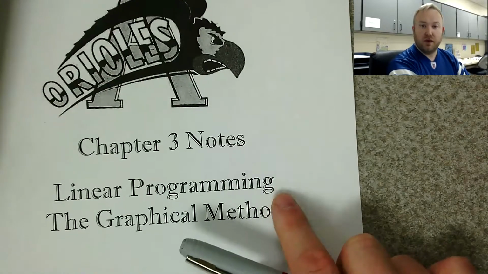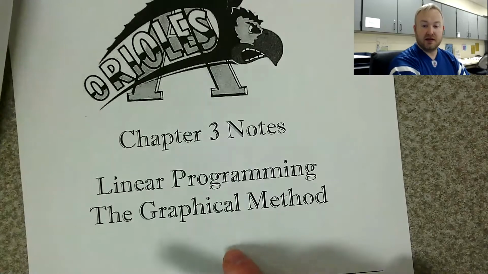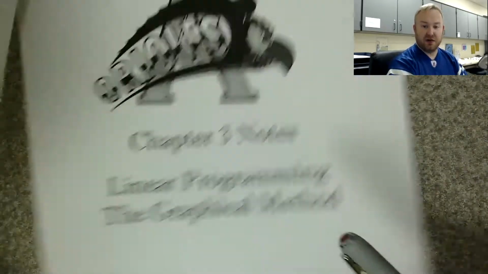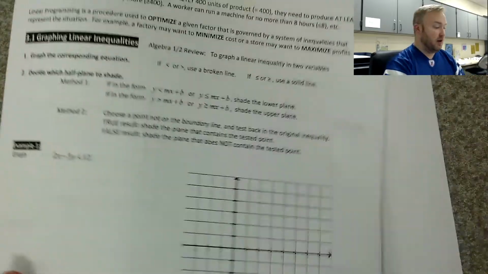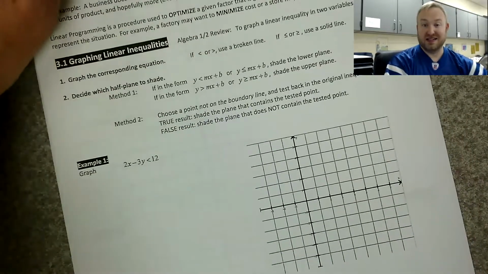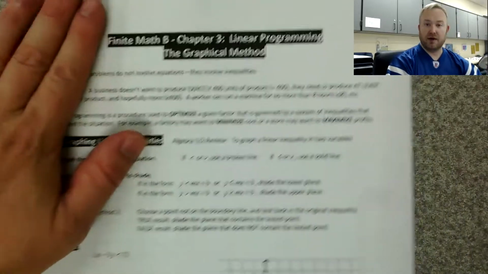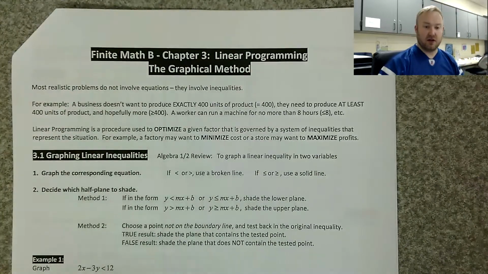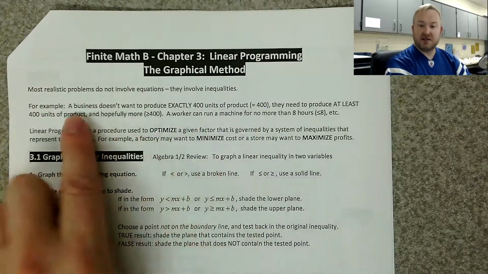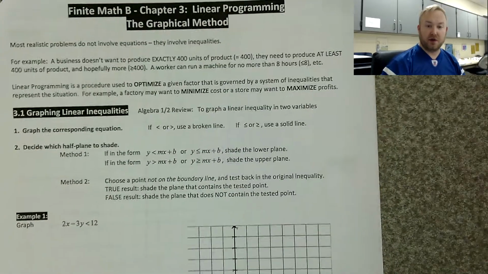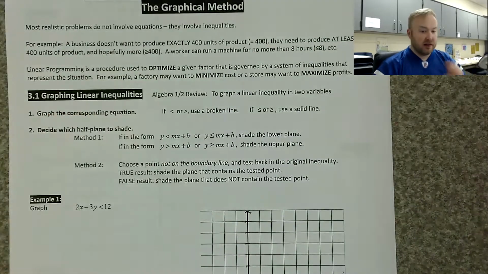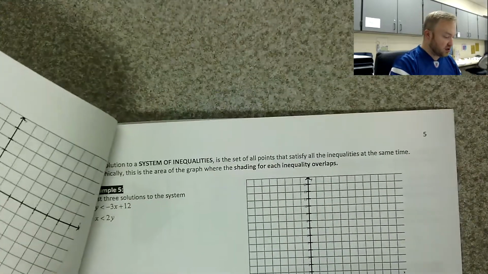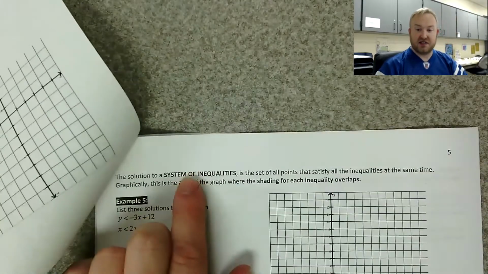But before we learn about what linear programming is, we just need to learn a basic algebraic skill. And you see here, this chapter is linear programming using the graphical method. We'll have another chapter later on that uses a different method to solve these linear programming problems. But that's later on. So for now, you can read this stuff up here and get an idea of maybe what linear programming is, but we're just going to review graphing linear inequalities and then also graphing a system of inequalities. And we ought to be able to do this pretty quickly.